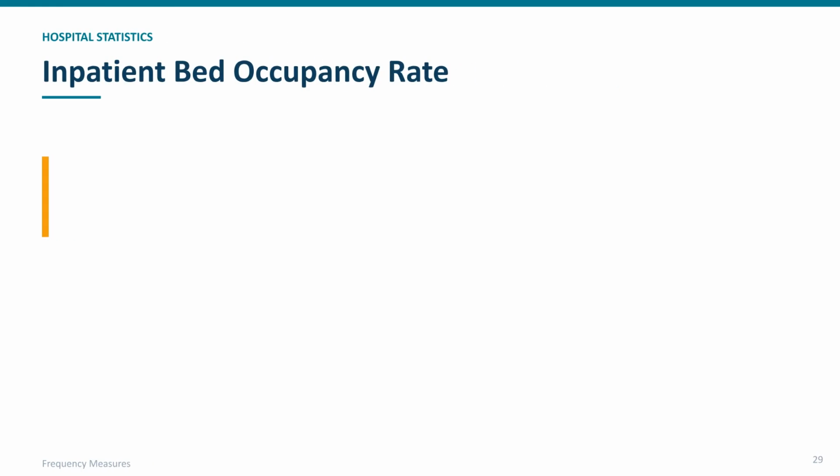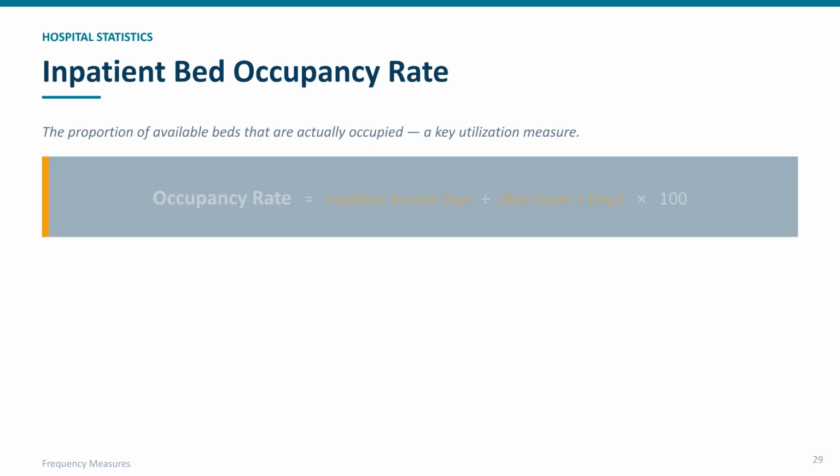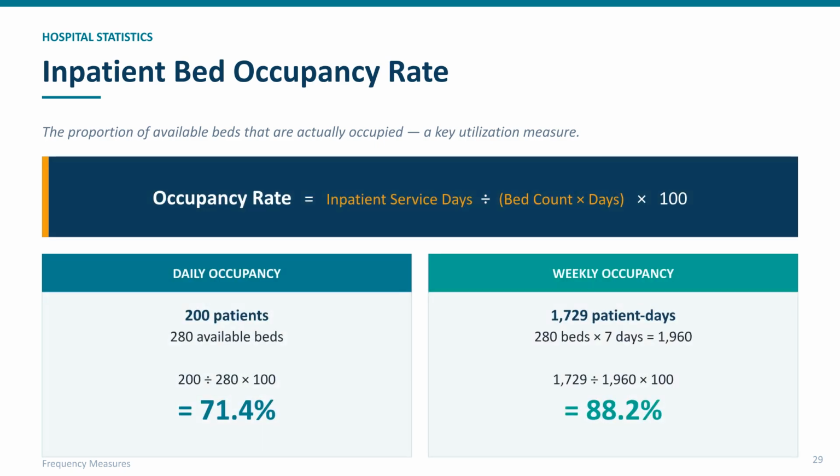The occupancy rate tells us what portion of available beds are filled. We calculate this by dividing patient days by total capacity. Whether looking at daily or weekly trends, this rate is essential for understanding how well we utilize our resources.